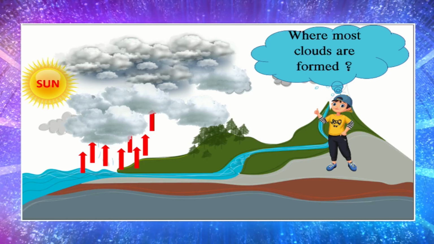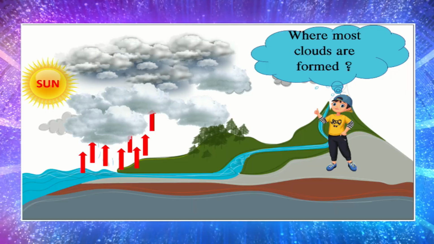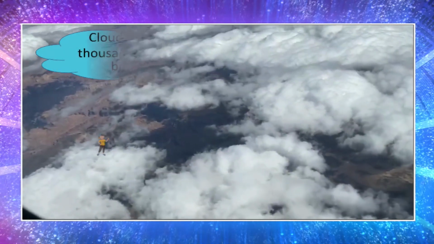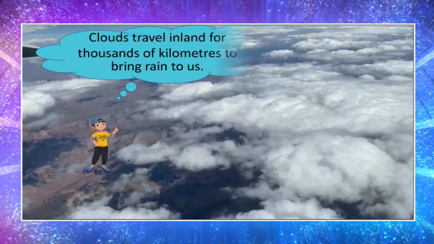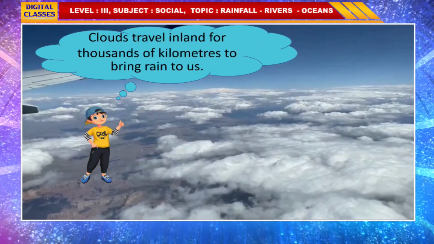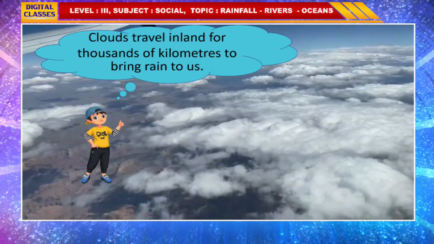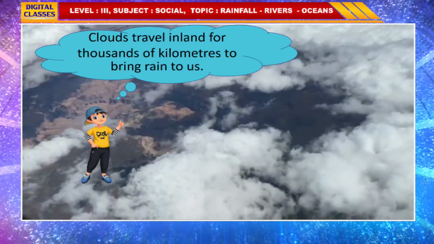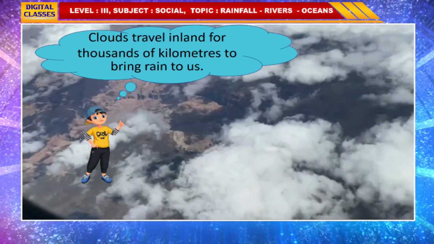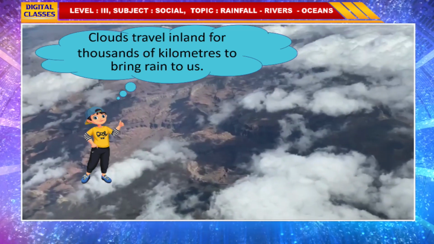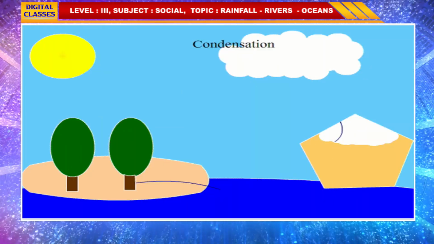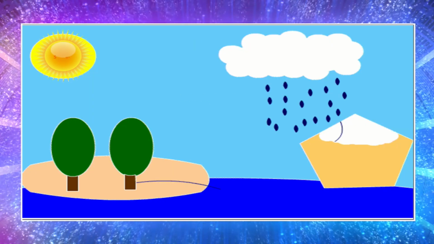As a result, it also rains very heavily on the oceans. And the clouds travel inland for thousands of kilometers to bring rain to us. So children, whenever you receive the rain, you don't think that the clouds are formed above you. It has travelled thousands of kilometers, it has come from some other place and it has started raining in your place. Now let us learn about the next stage, that is condensation.